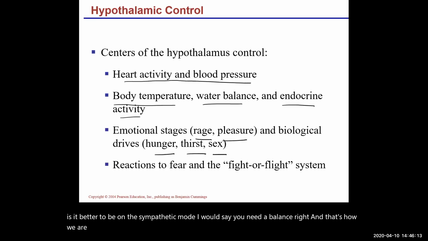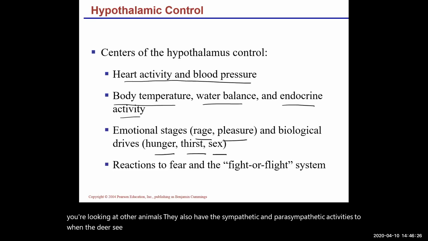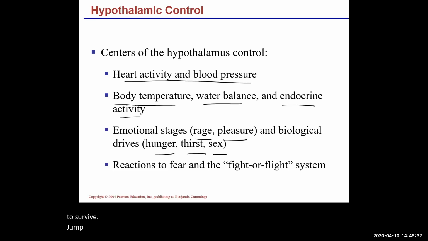Our evolution built up based on sympathetic and parasympathetic. And when you're looking at other animals, they also have the sympathetic and parasympathetic activities too. When the deer see the wolves, sympathetic activity kicks in, and that allows that deer to survive and jump right away and flee from that danger. On the other hand, parasympathetic activity is also important, because at one point in time it's safe.